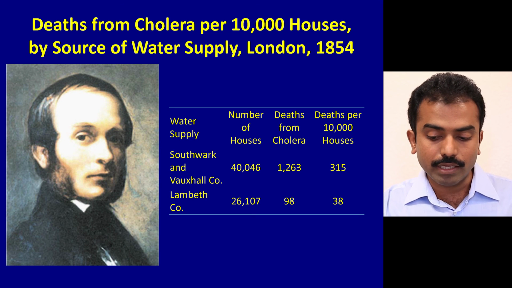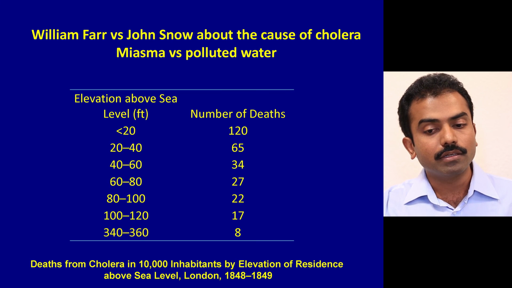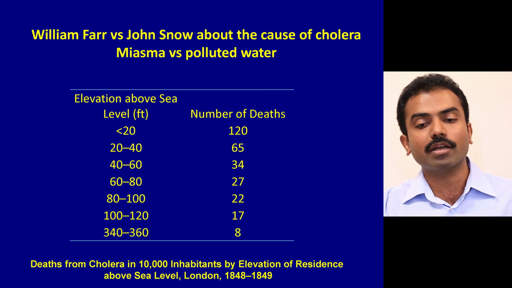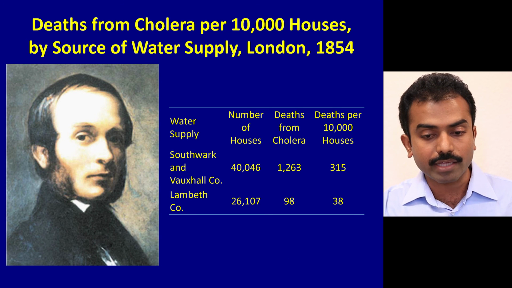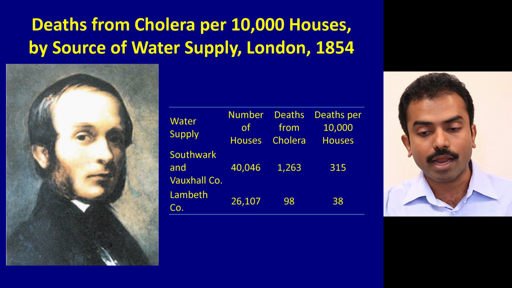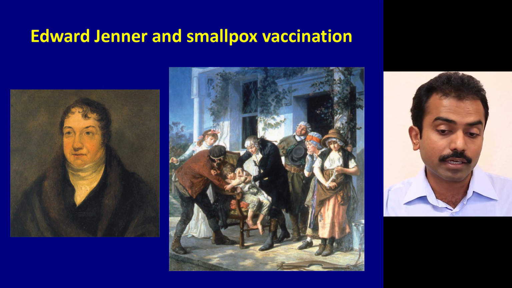So again, you can see in the first instance, it was looking at elevation above sea level as the exposure and cholera death as the outcome. Whereas in the second case, it was the source of water supply which was the exposure, and death due to cholera as the outcome. Let's look at another example, another classic example.